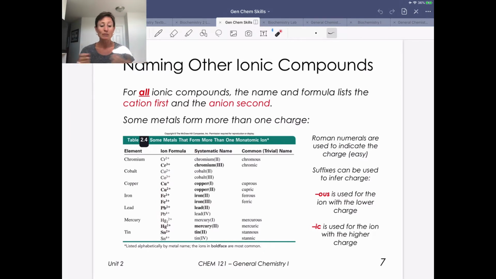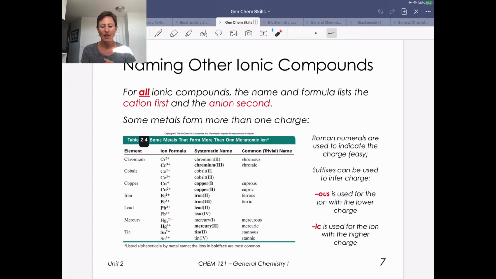So again, we're still going to be naming things where the cation's first and the anion is second, but knowing that some of these metals can form more than one charge. The systematic name is the easiest way to think about things because whatever is in Roman numeral tells you the charge that we're going to have on that cation. So these are pretty straightforward to see here. This is where things get a little bit confusing, and I just recommend having flashcards or something to help you study these.